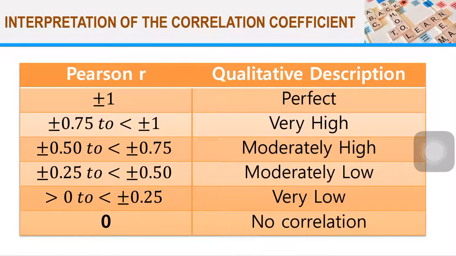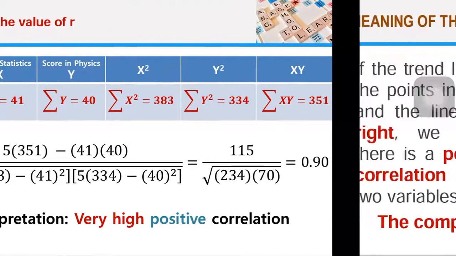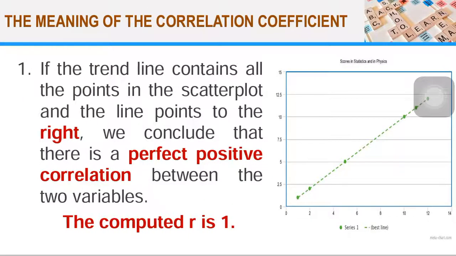It falls in the very high. Since it has a positive symbol, then we say there's a very high positive relationship. So we interpret there is a very high based on 0.90. It's positive. So we say that the scores in stat and the scores in physics have a very high positive correlation.